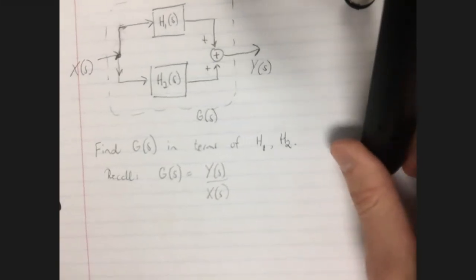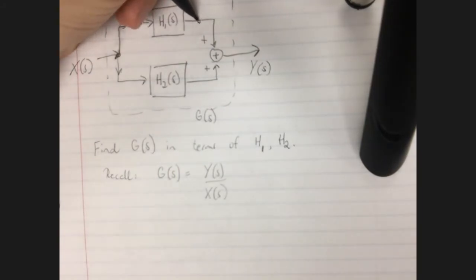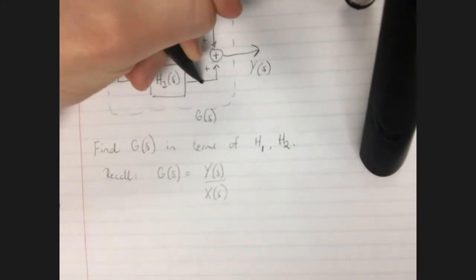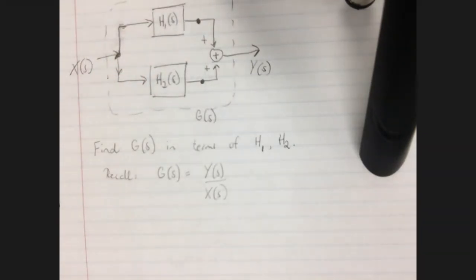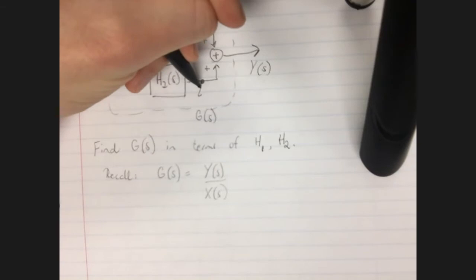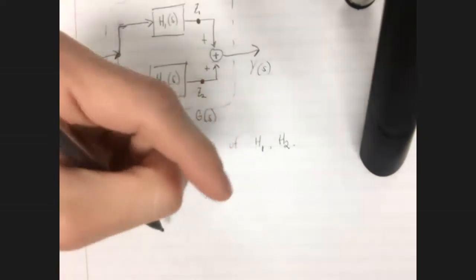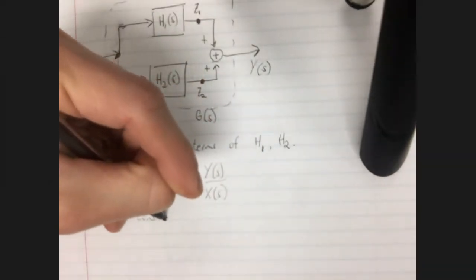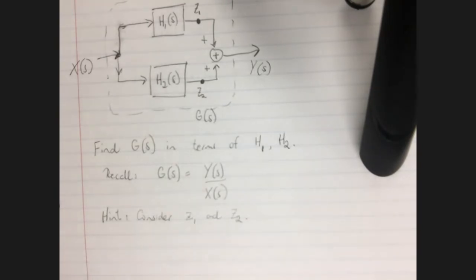Now I'll give you a similar hint this time, just as we considered that intermediate signal before. Let's consider this signal right there and this one right here. That might be helpful. I'll call them Z1 and Z2. So hint, consider Z1 and Z2. Okay, so I'll give you a minute or so to try that out.